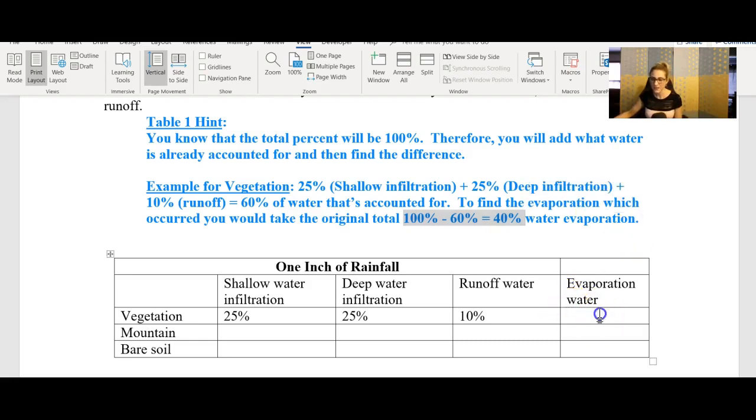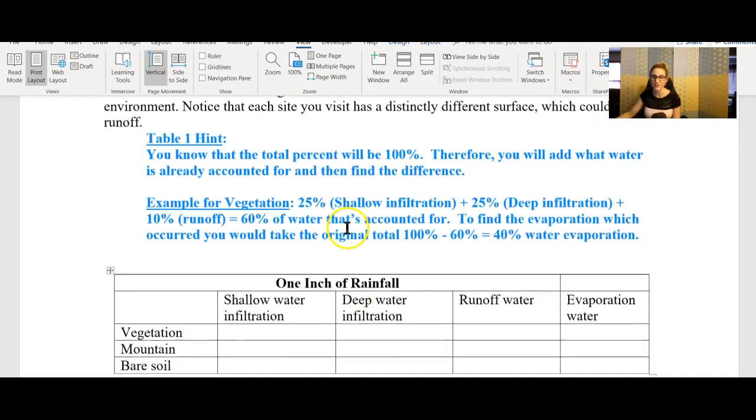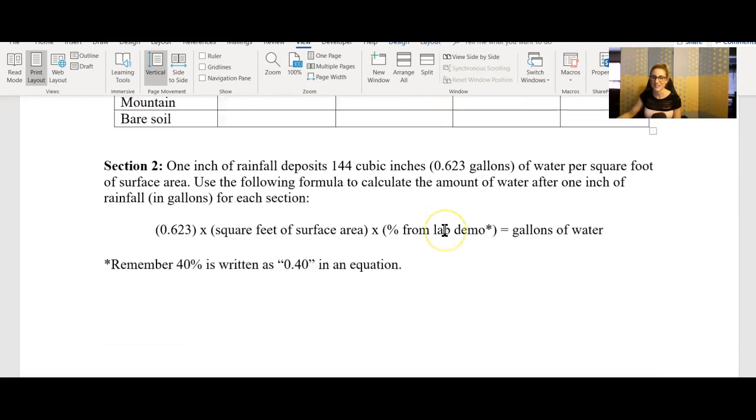Okay, so the amount of water that actually evaporated is 40%. Okay, so that's how you're going to do that. So this evaporation of water column here, you're not going to be able to get that information from viewing the actual lab. You're going to have to do that calculation by yourself, but you just follow that same formula, and you should be able to come up with those numbers. So that's the first part there. So you can look at the hints there and that example again.